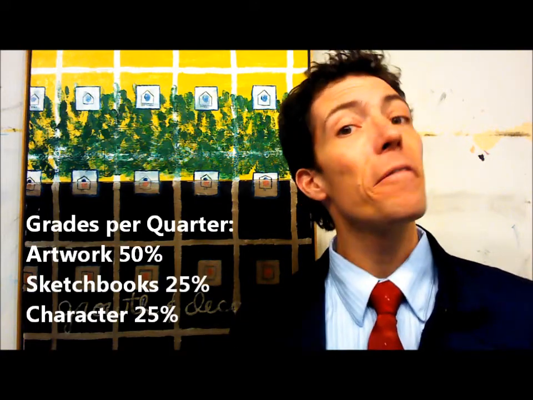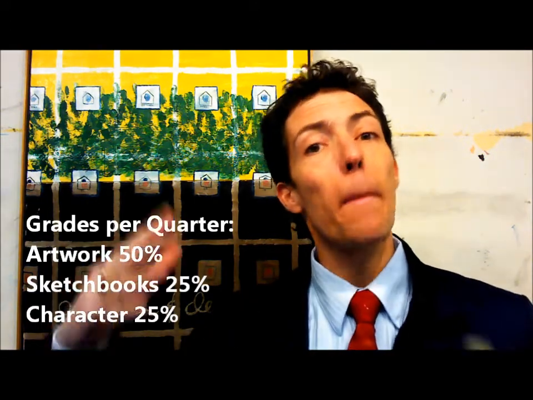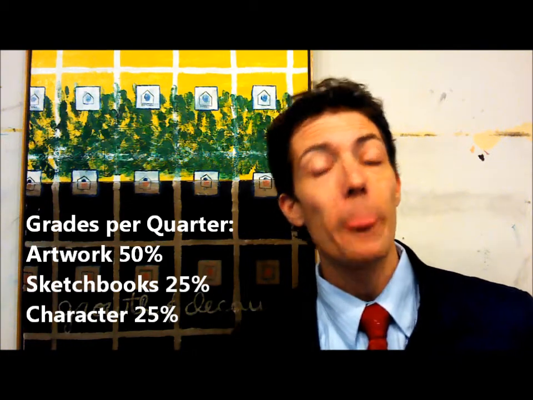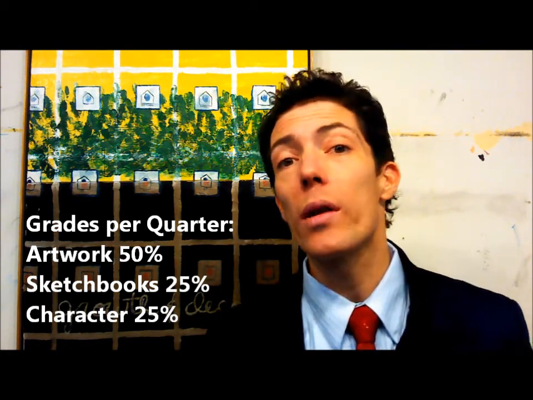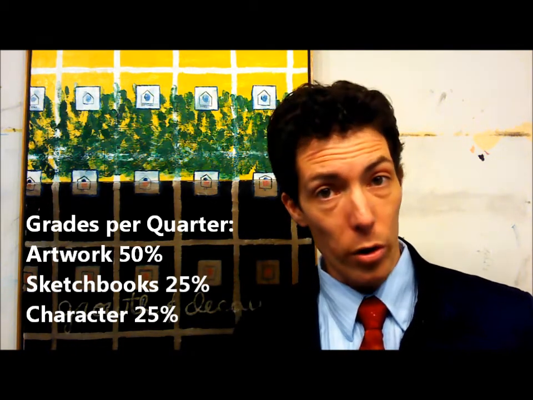Grades. General grades are broken down like this. The major artworks are worth 50% of the grade. So that's really the biggest thing that we deal with. Sketchbooks. Sketchbooks are weekly assignments, and they're worth 25% of that quarter's grade.